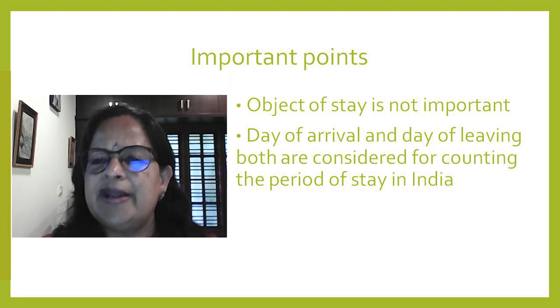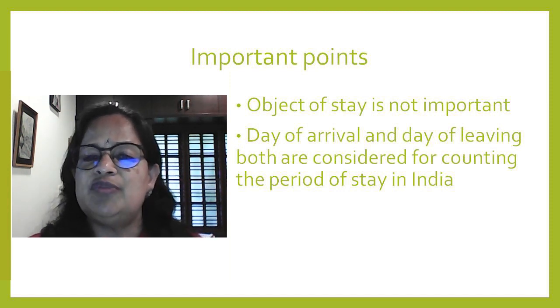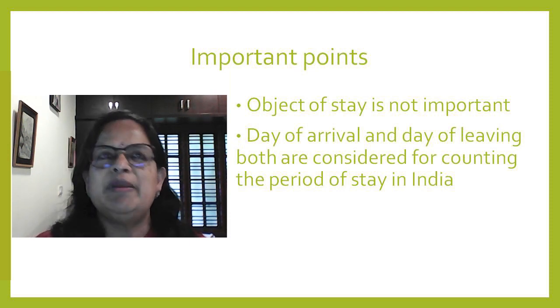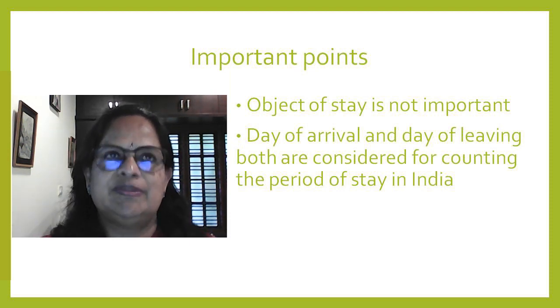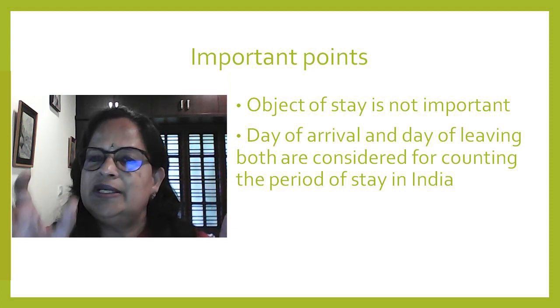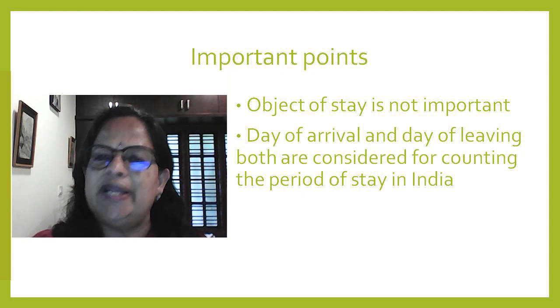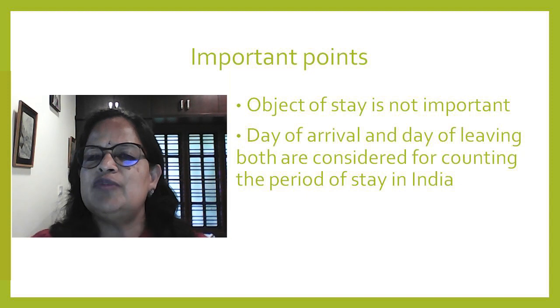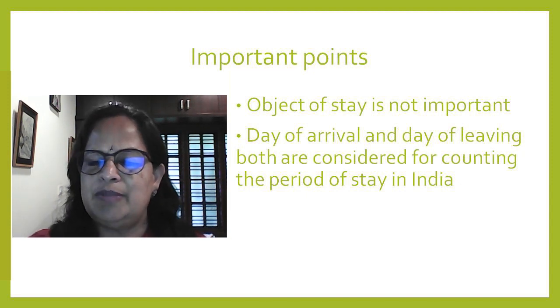Next is, the day of arrival and the day of leaving are both considered for counting the period of stay in India. This is very, very important. You have to remember that, see, if I am leaving on June 13th to go to Dubai, on June 13th also I was in India. If I am coming back on December 25th, then on December 25th also I am in India. The day of leaving and the day of arrival will be considered, because sometimes the residential status will change with just one day's calculation. So if you take 181 days instead of 182 days, your calculation will go wrong. So this is very, very important. You have to remember that.